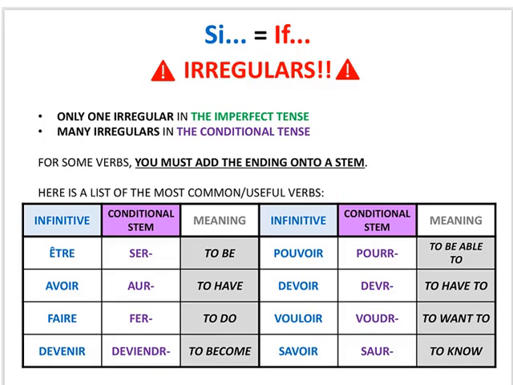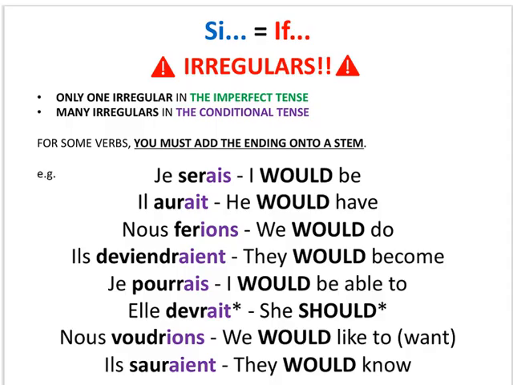These tables are the most common ones that you would see or that you would use. You'll be able to see lots of interesting things with them, and this is what they would look like. Je serais, I would be. Il aurait, he would have. Nous ferions, we would do. Il deviendrait, they would become. Je pourrais, I would be able to. Elle devrait, she should. Nous voudrions, we would like to or we want to. And il saurait, they would know.